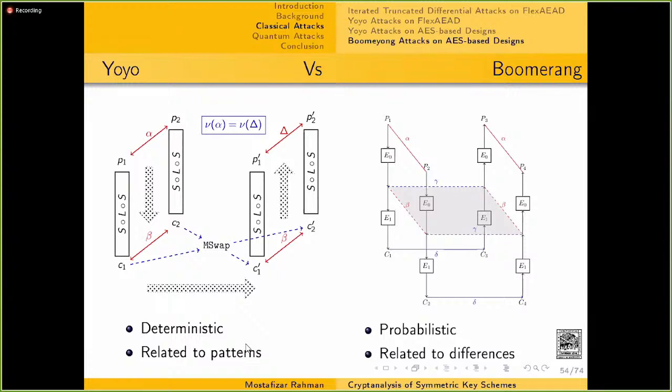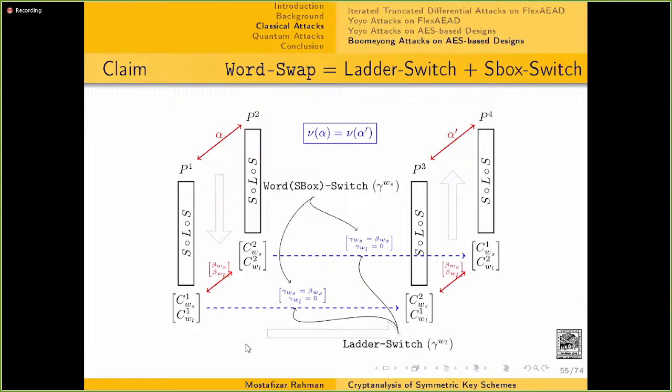And the boomerang attack is probabilistic, and this is related to the actual differences. This is not related to the patterns. Now we combine these in this way. First of all, we observe that the MSOP operation in the yo-yo case is actually a combination of the ladder switch and the S-box switch for the boomerang. So we observe that, and in this way we try to combine these two different strategies.